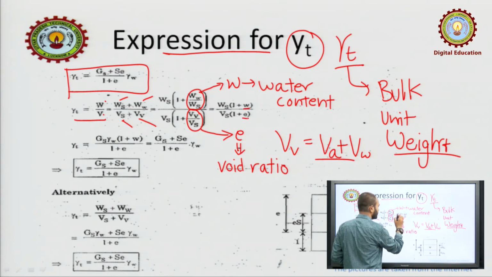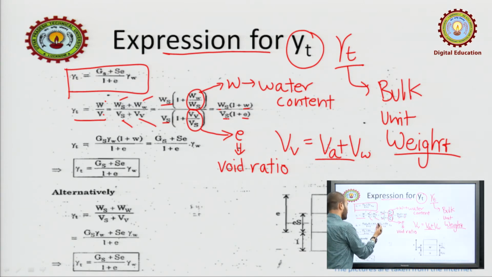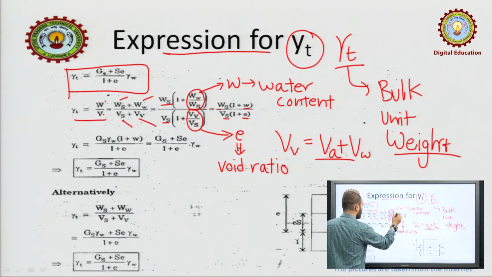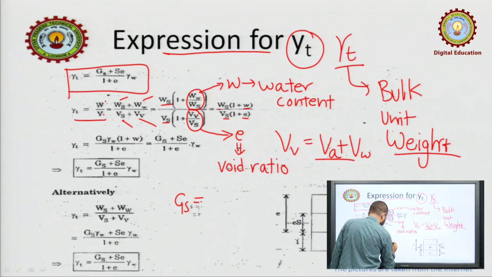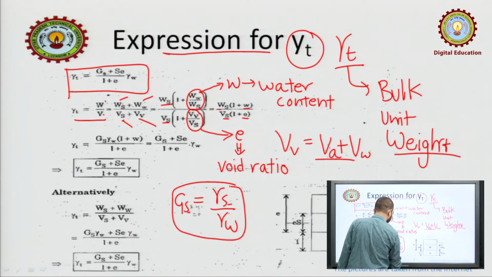So what do we get now? Ws upon Vs, multiplied by (1 plus w) upon (1 plus e). Further, let us move on. Now we have Ws upon Vs here. If you remember, what is Gs? It was gamma s upon gamma w, where s stands for soil solids. The formula was this one, if you remember.